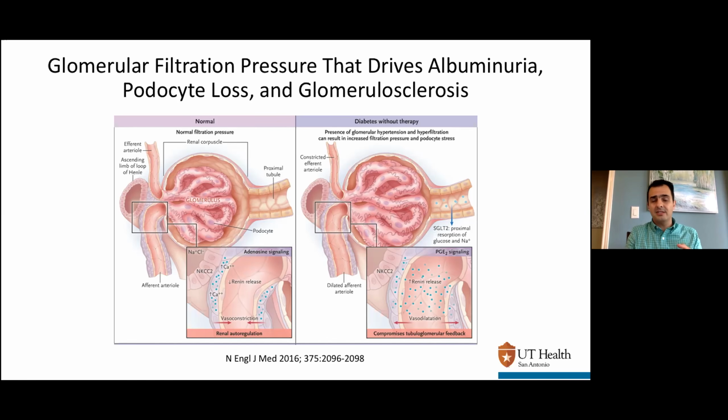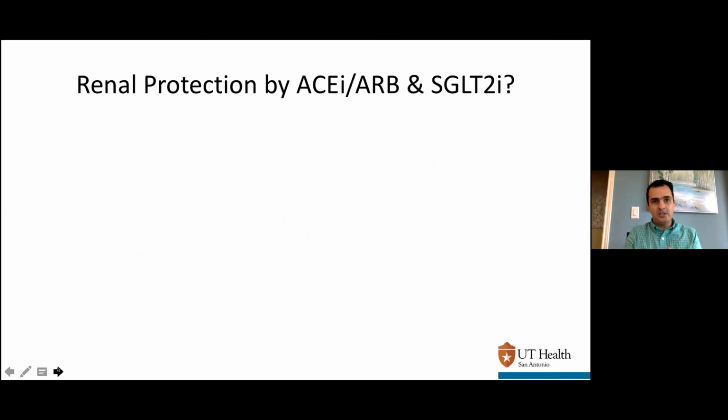Over the long term, this hyperfiltration can increase the intraglomerular pressure, and that puts a lot of stress on the podocytes and eventually accelerates kidney disease progression. I always see in notes by residents from internal medicine and family medicine that we're doing ACE and ARB or SGLT2 for renal protection. When I ask how does it protect the kidney, they look at me and say, oh, we're not sure.